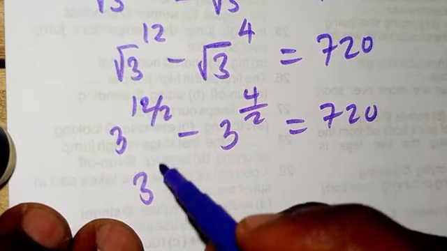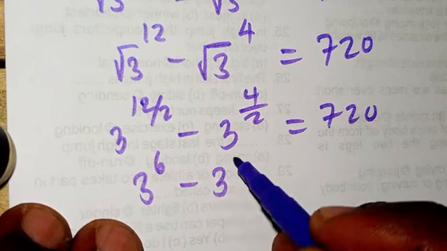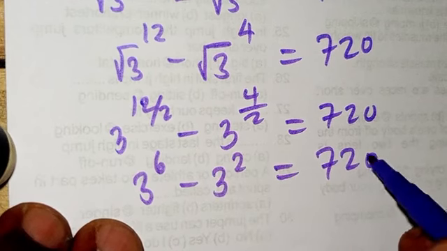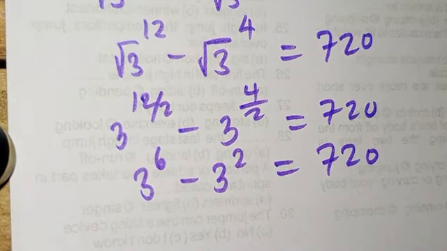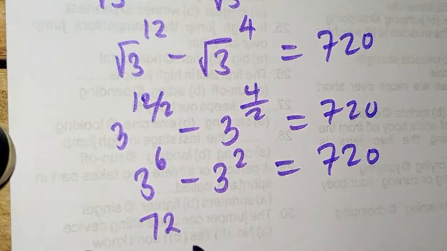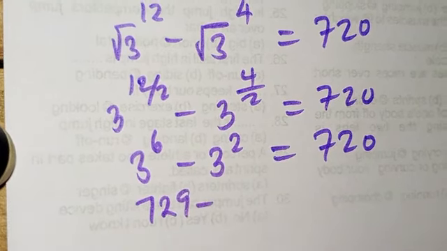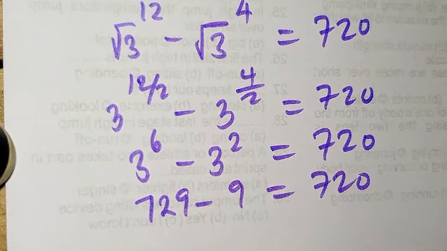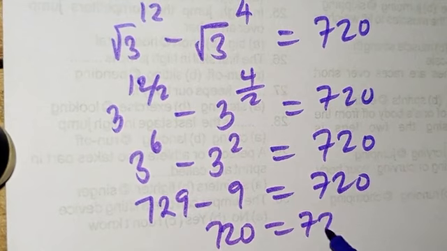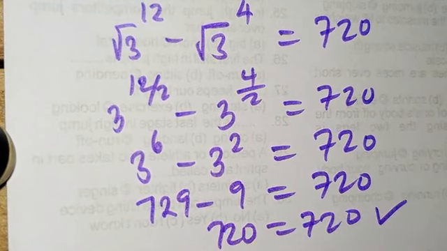So 3 to power 6 minus 3 to power 2 equals 720. So now look at this, 3 raised to power 6 is going to give 729, minus 3 raised to power 2, we are going to have 9, equals 720. So now 729 minus this, we're going to have 720 equals 720. So which means we have the right answer.